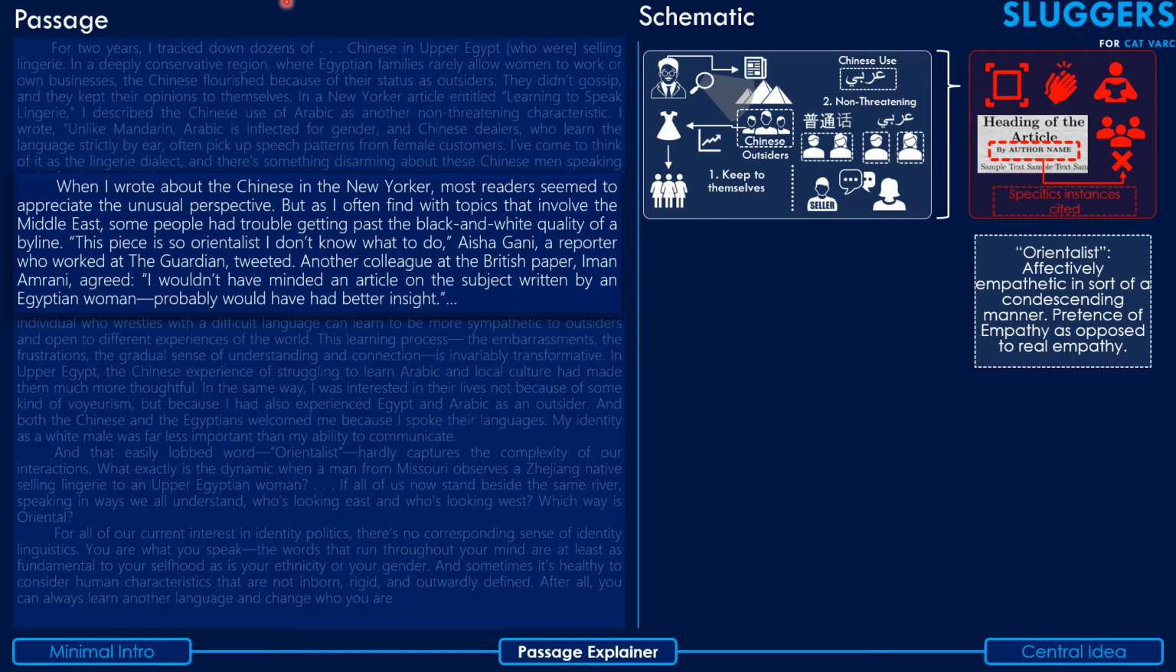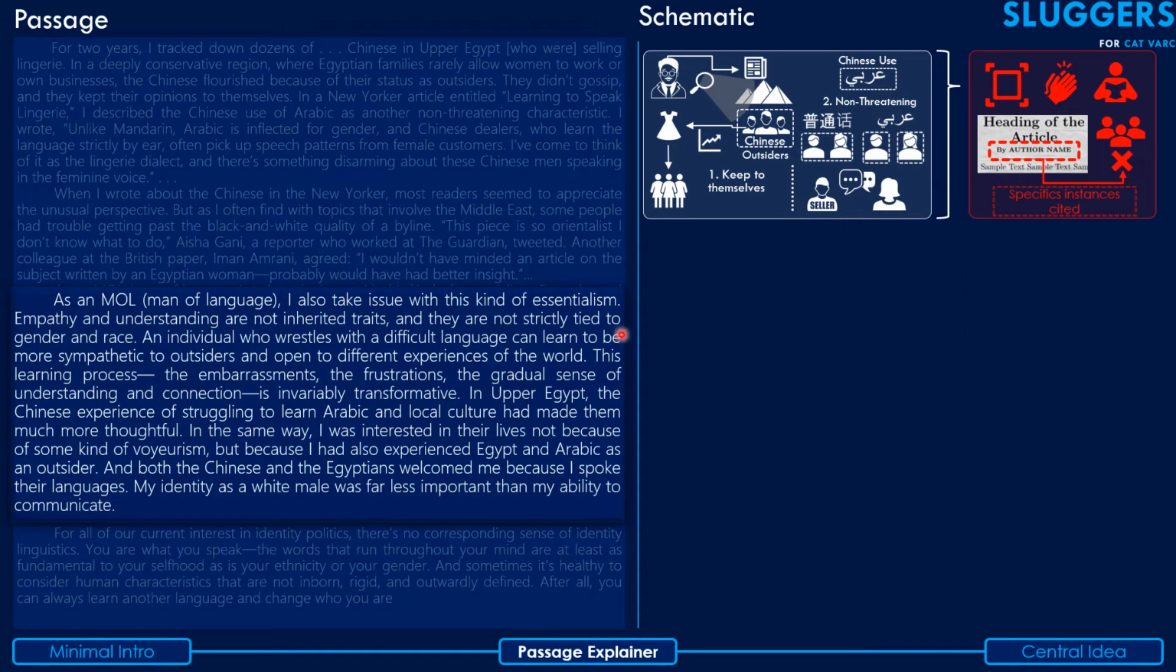Let's go to the next paragraph. Okay, so coming to the third paragraph. As an MOL, a man of language, I also take issue with this kind of essentialism.